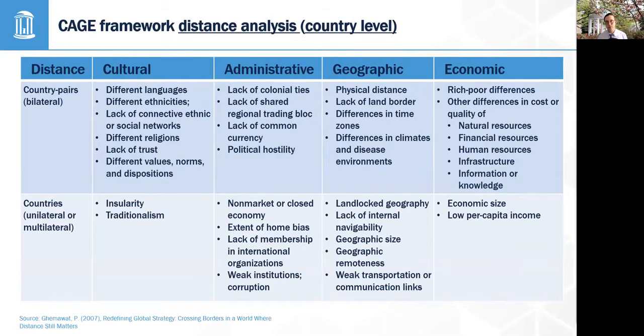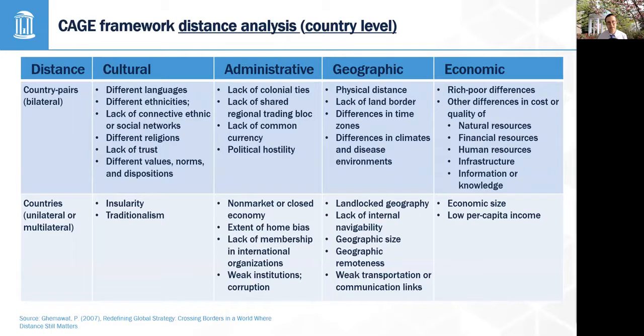So once you've figured out which dimensions are most important for your industry, then you want to figure out which countries are close on those distance dimensions. I'm not going to go through all of these. They're right here on the table. But a key distinction to remember when you're calculating distance, most often the most important issue will be bilateral distance.